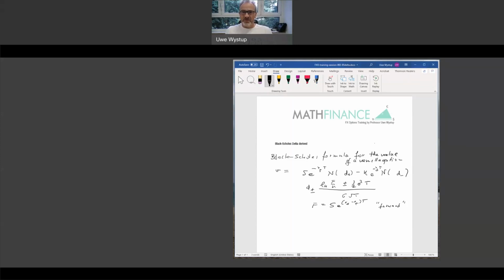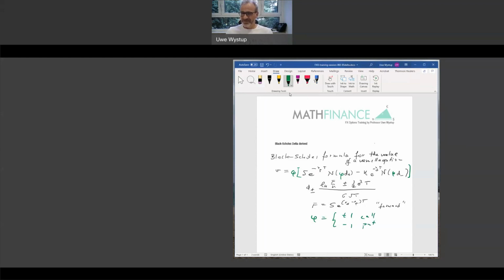right? There's one more thing we can add in, which is the indicator variable phi. So I put a phi in here. Maybe there, and we've got phi is equal to +1 for a call and -1 for a put. Right. That's the Black-Scholes formula.